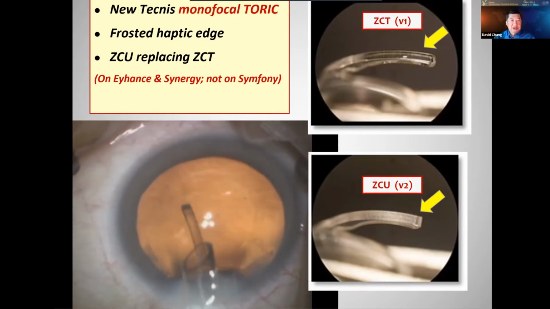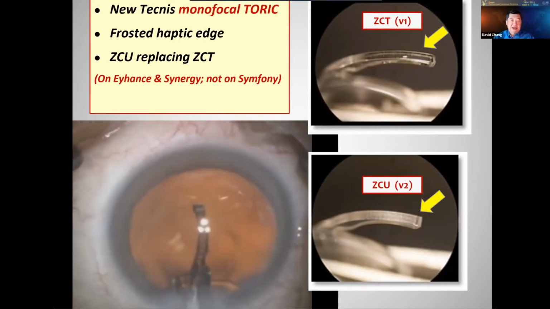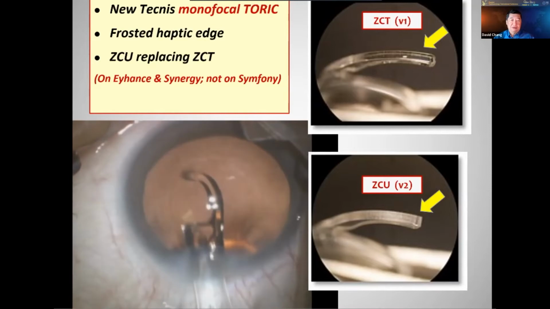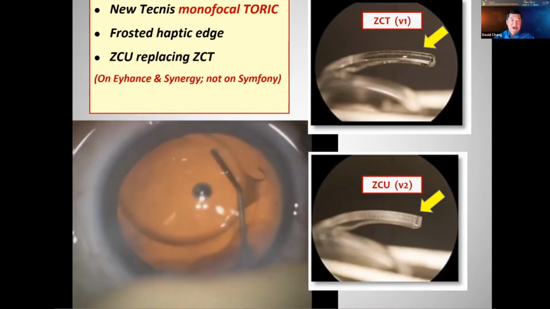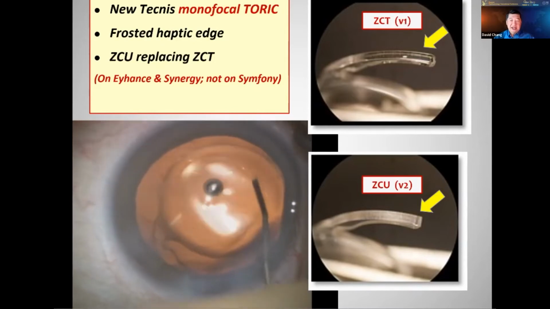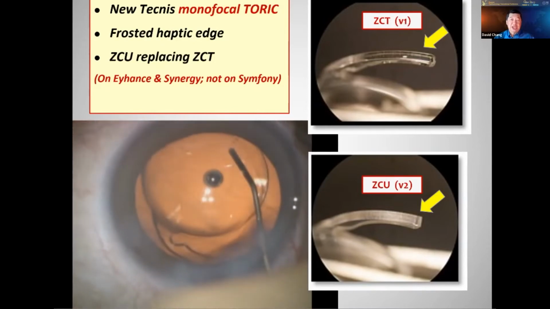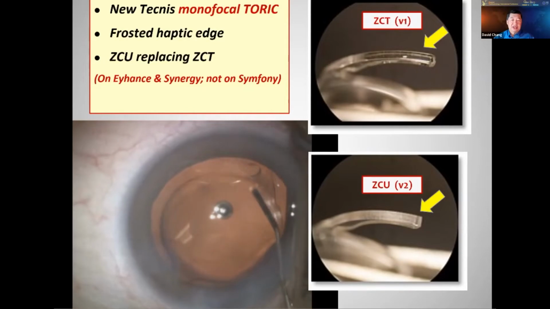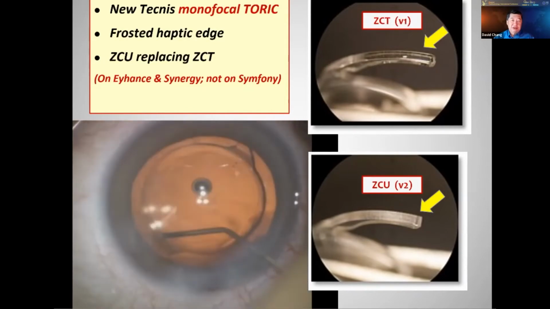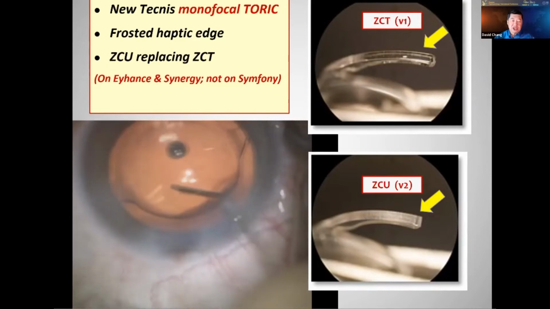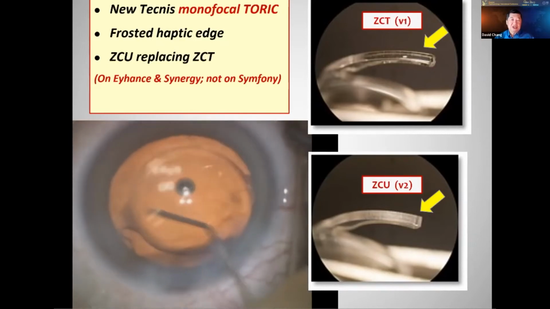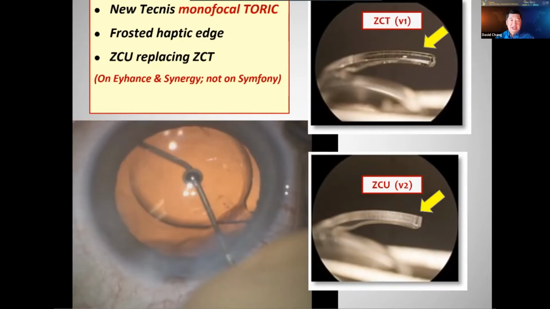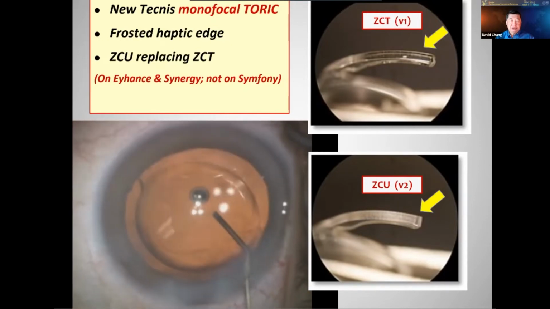Well, our work prompted J&J to modify and do a lot of work on how they could improve the stability of their monofocal toric platform. And this is the result. It's called the ZCU. This has completely replaced the ZCT, and it's a frosting on the peripheral edge of the haptic. They actually looked at 6 different factors and the combination of 2 or 3 of these factors, and found that one change alone improved that stability, and that's to frost the outer edge. This is not on the Symphony, but it is on the Toric Eyhance and the Toric Synergy. And you can see that this friction does improve the rotational stability of the lens.